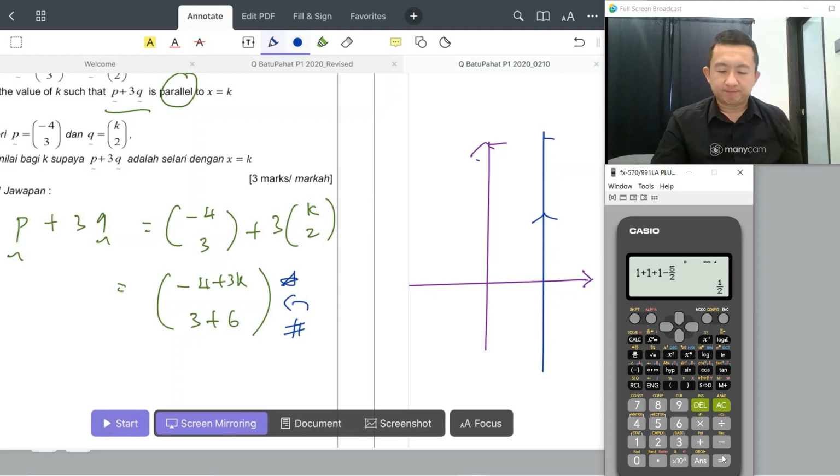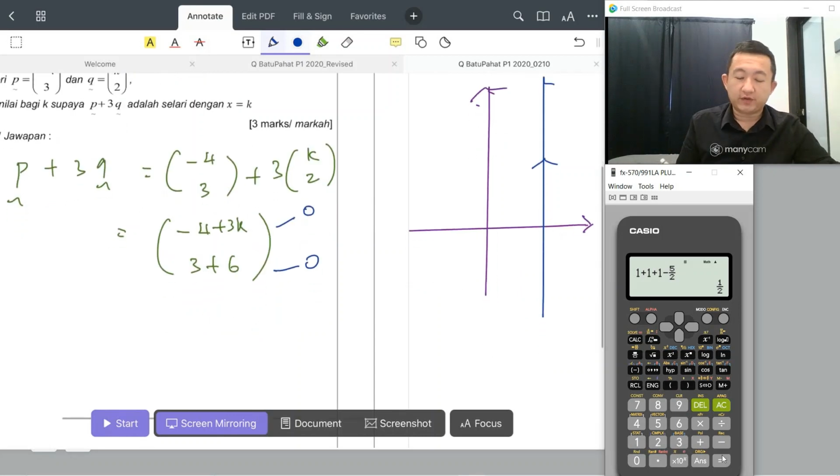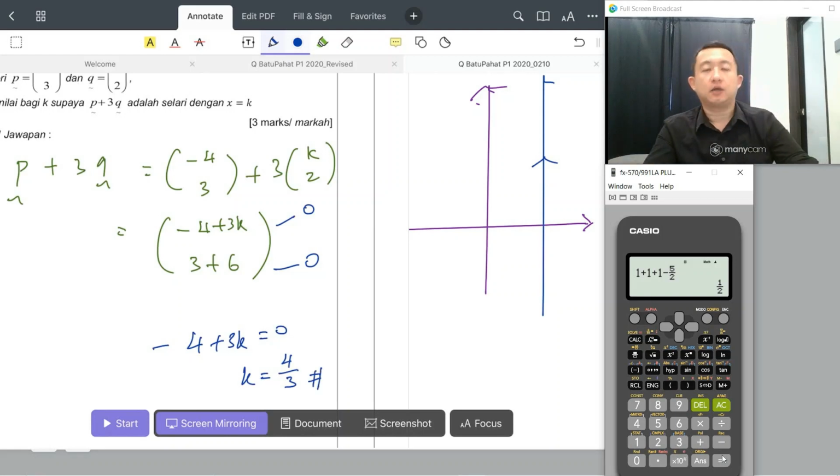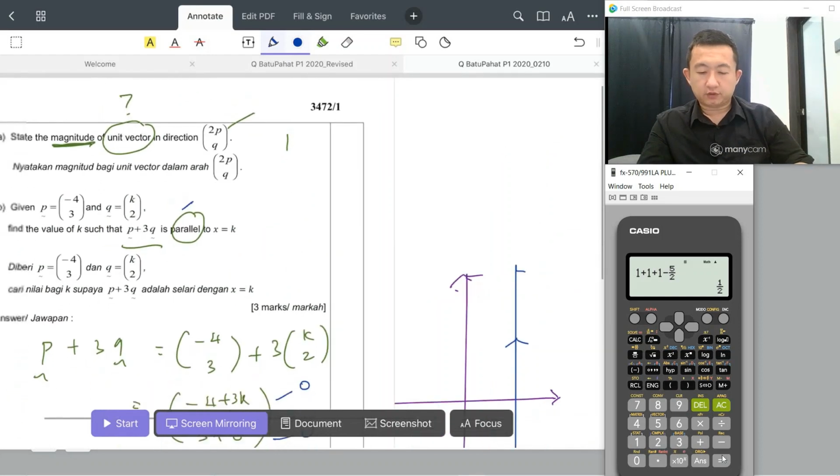So in other words, what equals 0? i equals 0 or j equals 0? i, because i is left, right. And now this resultant vector is not going to left, not going to right, so this has to be 0, and then you can find the value of k. So when you have negative 4 plus 3k equals 0, k equals 4 over 3. Okay, and that's it. Now we continue with the next ones.